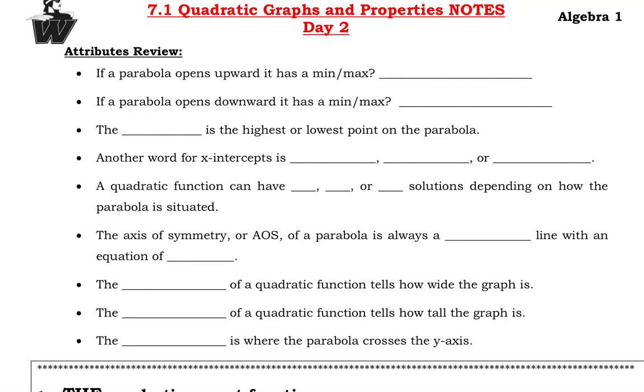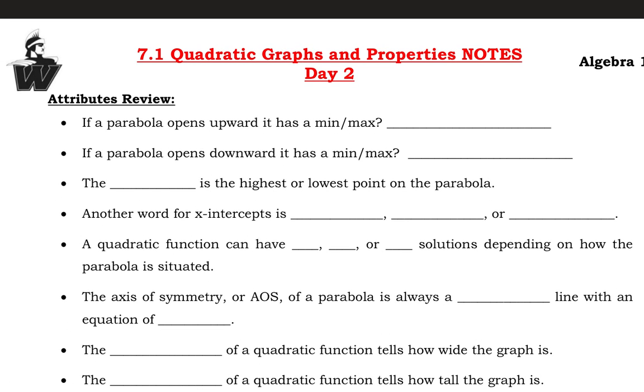All right, recapping from yesterday, the parabola. If a parabola opens upward, does it have a minimum or a maximum? If it opens upward, a minimum. So that would be our point right there. That would be a minimum point. So minimum.